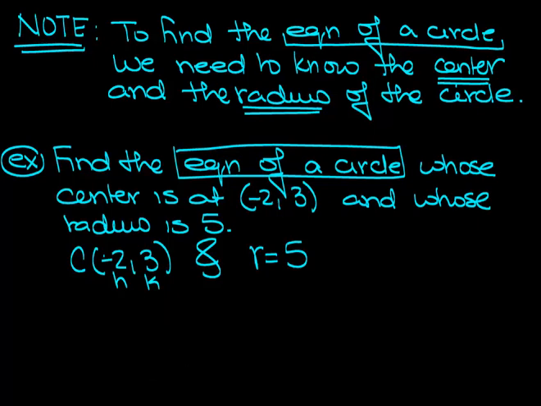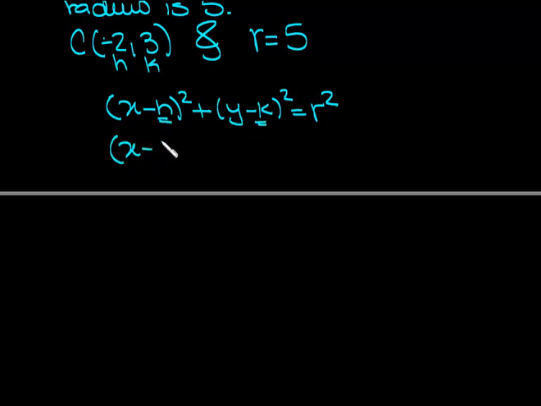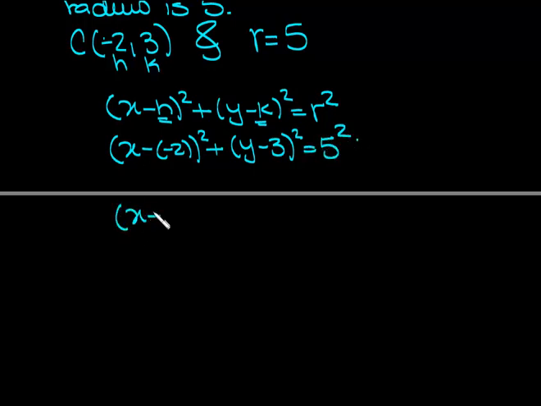We know everything, we just have to plug it into our equation of a circle. The equation of a circle is given by (x - h)² + (y - k)² = r². You can think of it as a formula to find the equation of a circle. Replace h and k with what we know. Since h is negative, I'll put extra parentheses, just good habits. We get (x - (-2))² + (y - 3)² = 5². And then we can clean this up a little bit. We get (x + 2)² + (y - 3)² = 25.